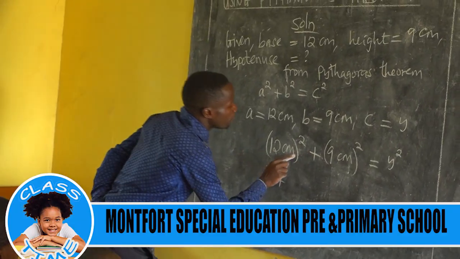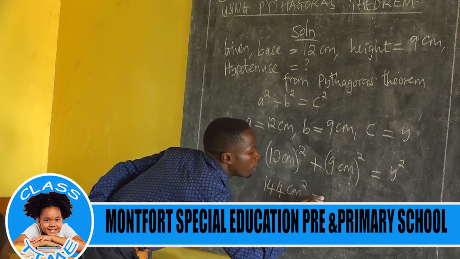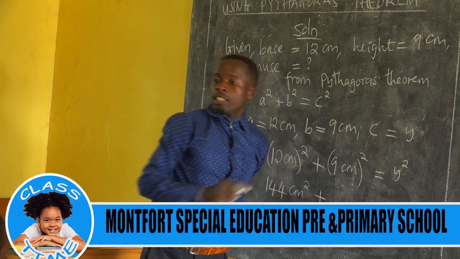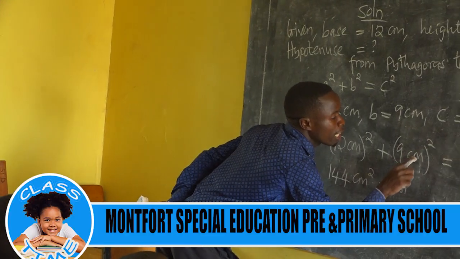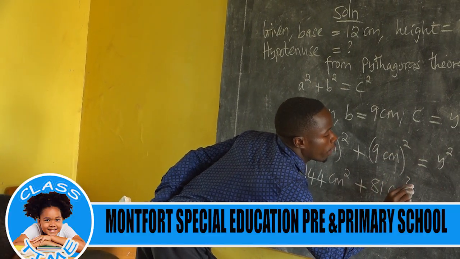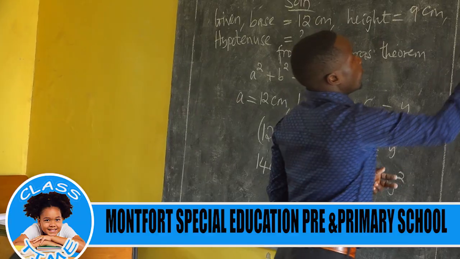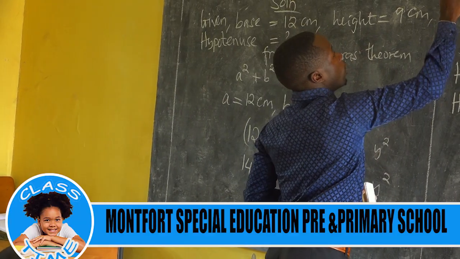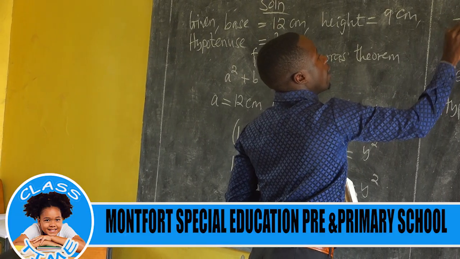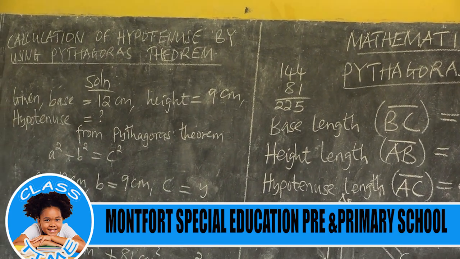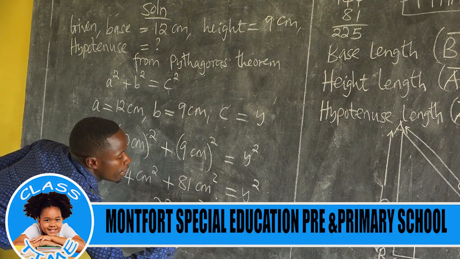But remember, centimeter times centimeter is equal to centimeter square. Now, it will be centimeter square, plus 9 times 9, which is 81 centimeter square, is equal to y square. Then you add 144 and 81, which is equal to how much? 225, right? Yes.